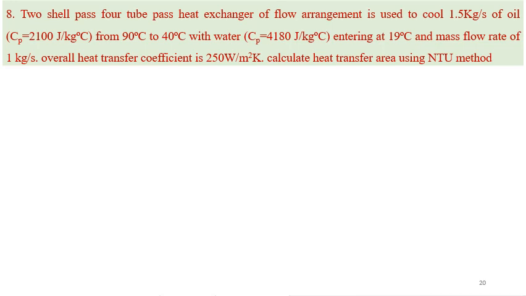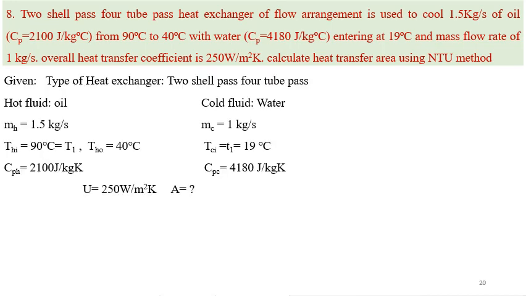So we will note down the given values. The important thing is the type of heat exchanger. It is a two shell pass, 4 tube pass heat exchanger, and the hot fluid is oil and the cold fluid is water. The mass flow rate of the hot fluid is 1.5 and the cold fluid is 1 kg per second, and Thi and Tho are 90 and 40, and the cold fluid inlet temperature is 19 degrees centigrade. Cp of the hot fluid and cold fluid is given, and U is 250 watt per meter square Kelvin. A we have to calculate. Please note that this is a two shell pass, 4 tube pass heat exchanger.